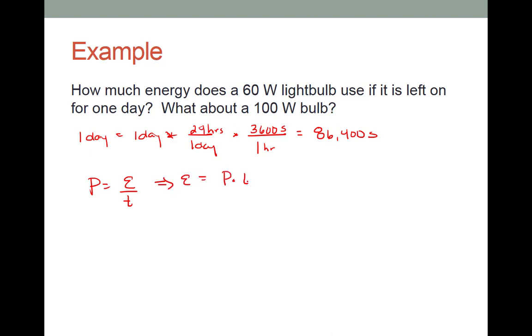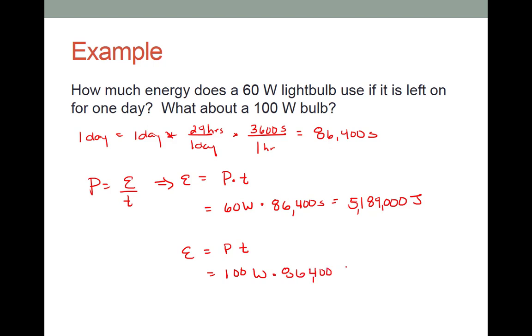Okay, so power is going to be energy used over time, which means the energy used is going to be power times time. So 60 watts times 86,400 seconds gives us an energy usage of 5,184,000 joules of energy.